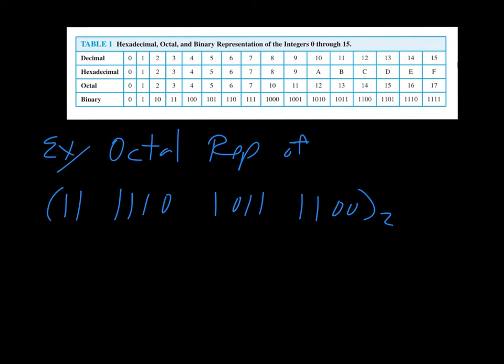All right, I want an octal representation of this binary number: 111110101111100, base 2. So first thing you want to do is you want to write this, but group together your numbers in groups of three, starting from the rightmost side, because remember this is your lowest place value. So what would that look like?